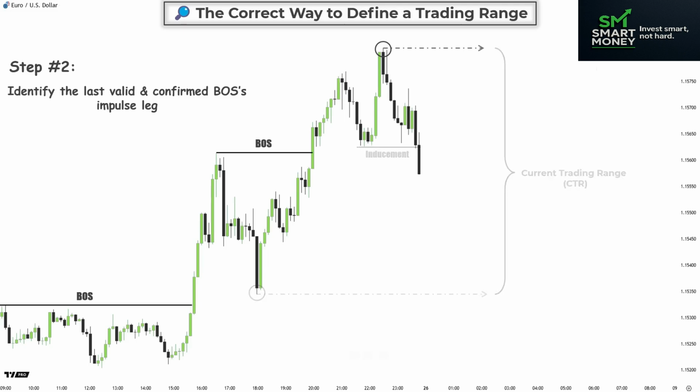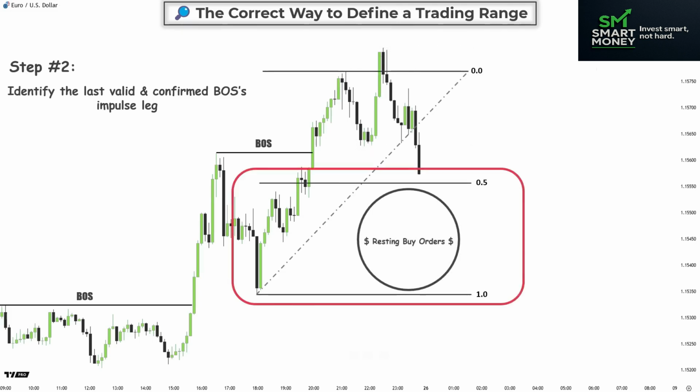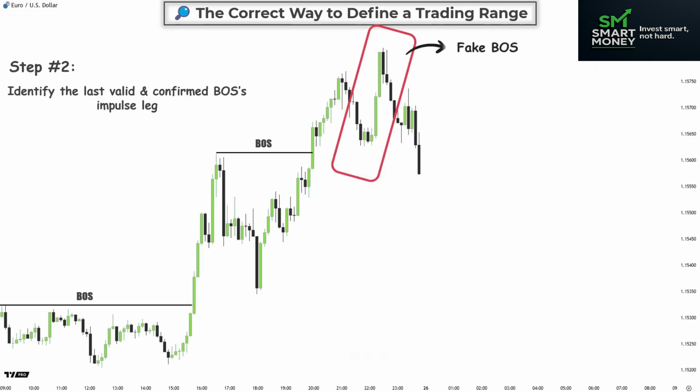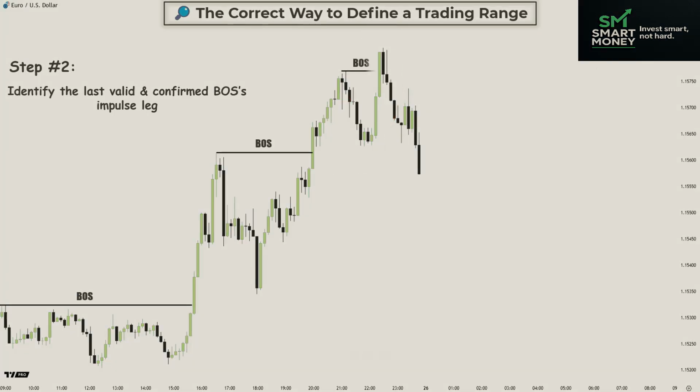You might ask, why don't we consider this single impulse move from this swing low to this swing high as our trading range? Here's the reason. If you draw a Fibonacci tool from the swing low down to this swing high, you'll notice that price never retraced into the 50% level of this impulse. That means none of the discounted buy orders were triggered. Because of that, this move is not a valid BOS. This breakout is fake. And this range is not a valid trading range.